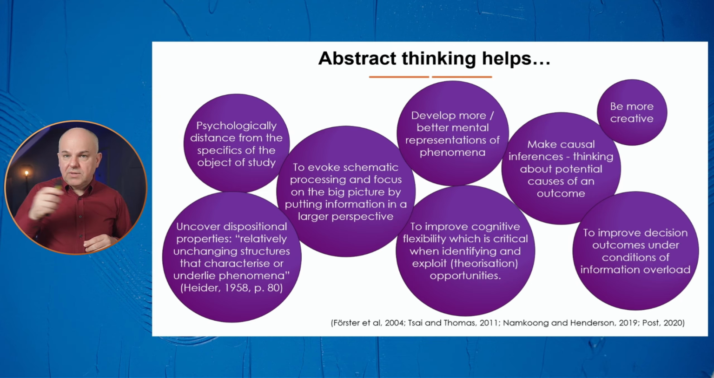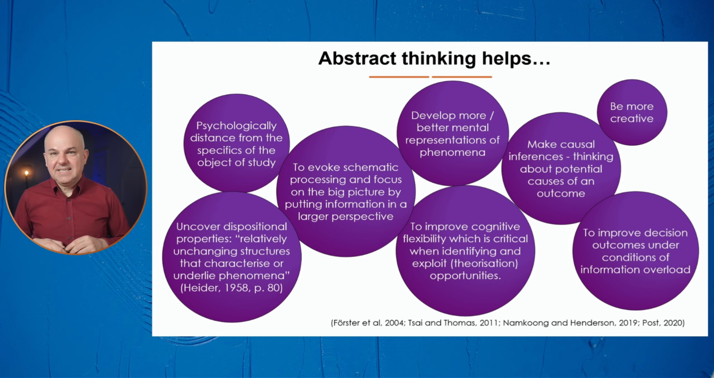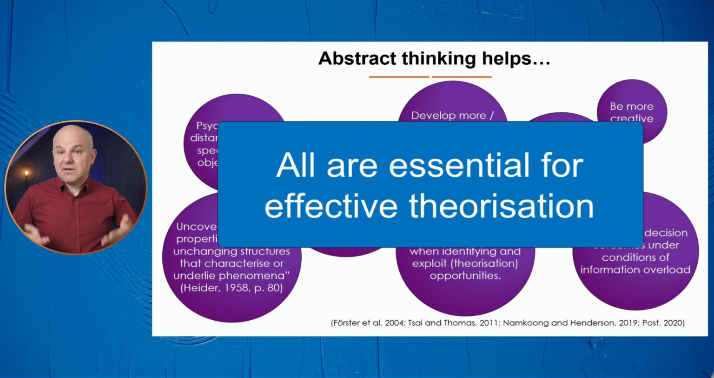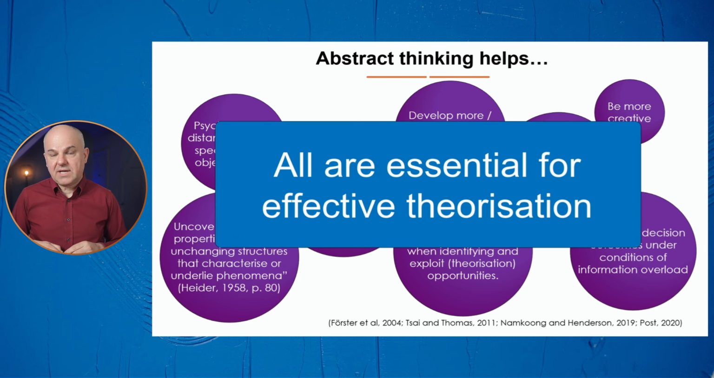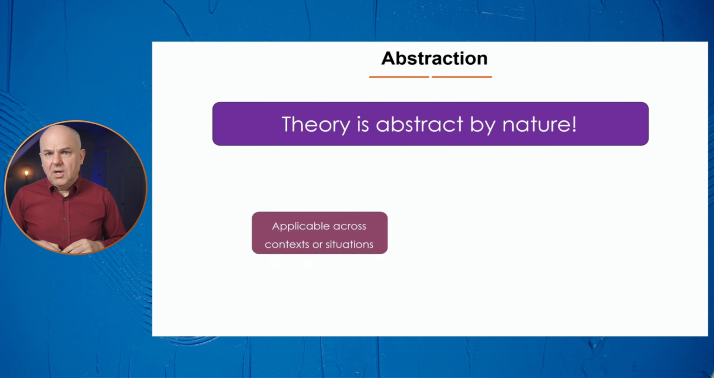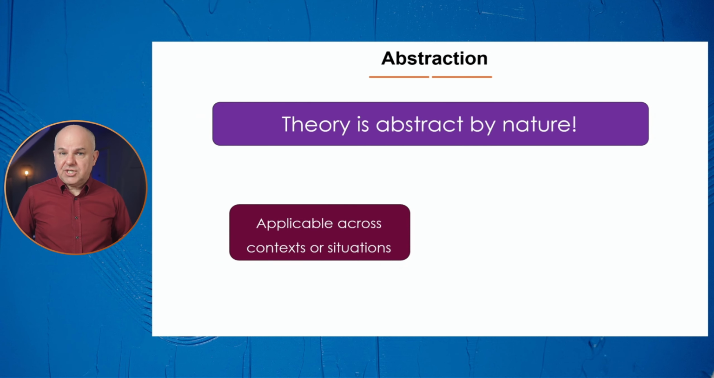be more creative. And we look at these 8 characteristics of abstract thinking, and we naturally conclude that all these characteristics are essential to effective theorization. So this reinforces the point that for us as researchers to theorize, there's no other way of doing it other than using high-level abstract thinking skills. So theory is abstract by nature. And the characteristic of a theory is that it is applicable across contexts or situations.